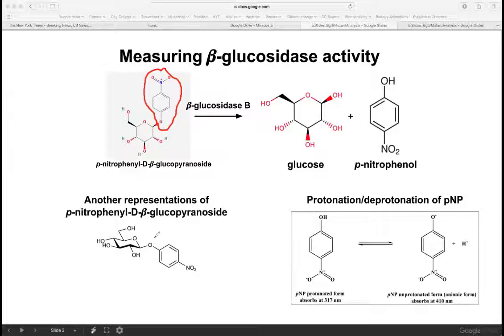Here's another view of the substrate right here. This is also paranitrophenyl glucopyranoside. And hopefully from this view, you can see very clearly that this is indeed a beta-glycosidic linkage. All right, and beta-glucosidase B cleaves that beta-glycosidic linkage to yield the products glucose and then this paranitrophenol.